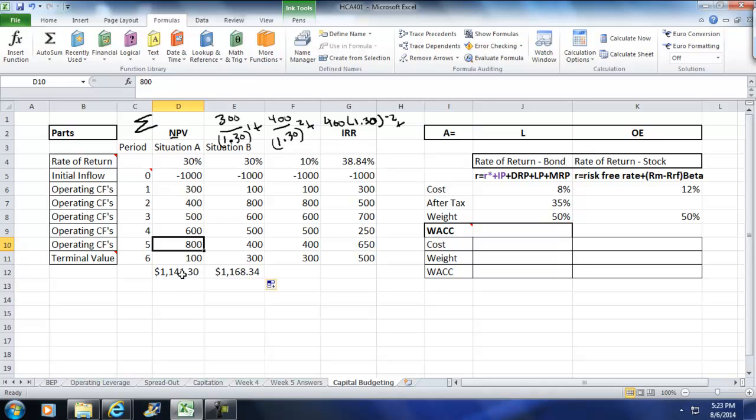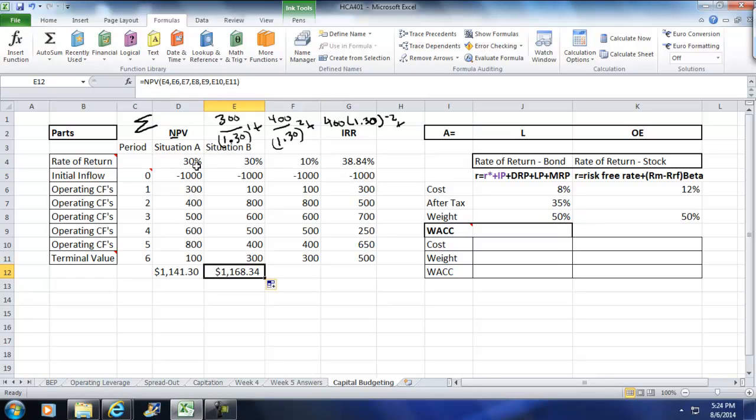Now, if these 2 projects were mutually exclusive, that means I pick one or the other. I think most people would say, since they both cost $1,000 and this is worth $168.34 more than the 1,000, this is only worth $141 more than the 1,000, you'd probably pick B, situation B. If you could pick both of them, you'd pick them both, because both of them are greater than the initial outflow, which means they're returning greater than this 30%.